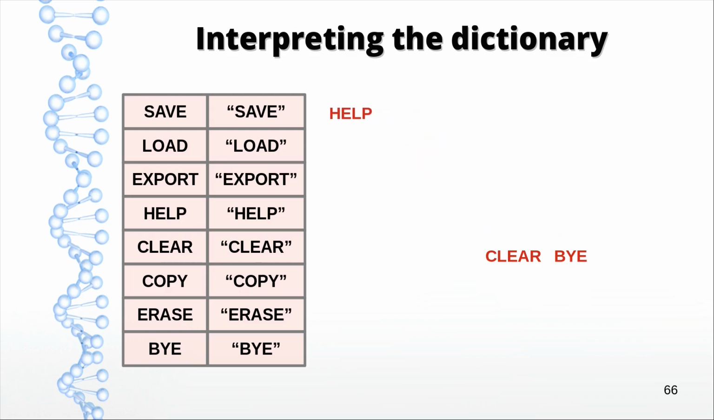So we got help. Help is not the same thing as save. So we try the next entry. But it isn't load either. Export, not quite the same thing. But help is a match. So we get the execution token and execute that word. Done. So our next word is clear and it works the same way. Next thing is buy, but I think you got the idea by now.